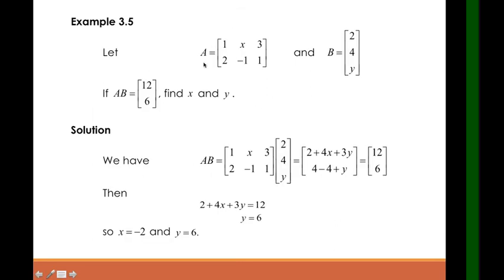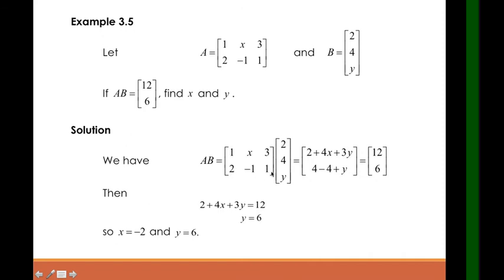So, let's go back. So, let A is equal to the square bracket of 1 x, 3, 2, negative 1, 1, and B is equal to 2, 4, and y. So, we have these matrices A and B. So, if AB is equal to 12 and 6, find x and y. If AB is equal to 12 and 6, ito yung parang answer nila. Find x and y. So, we have AB is equal to 1 x, 3, 2, negative 1, 1, and then 2, 4, and y. Which is, kapag minultiply, sinolve natin, we have 1 times 2, x times 4, and 3 times y. So, end na yung column, no? Kasi, di ba, row times column yan.